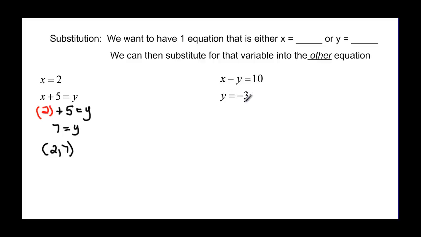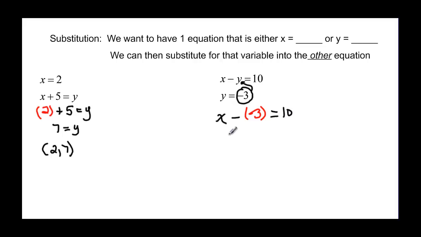Sometimes you have a y equal equation, like the second example. So when I look at the system and I say that, again, y is negative 3 for both of them, then I can replace the y in the top equation with the negative 3. So I rewrite my problem x minus, and then I have my negative 3. And then that's going to be equal to 10.